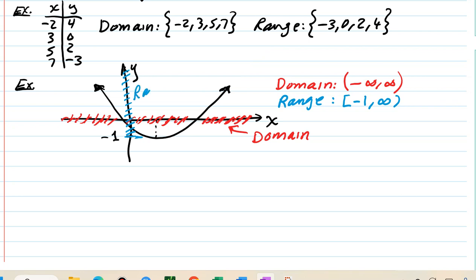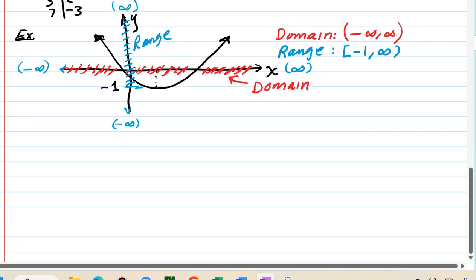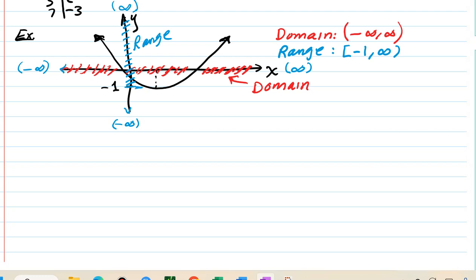So remember, for range, we look at the y-axis. For domain, we look at the x-axis. And if you think in terms of infinities at both ends of both number lines here, the x and the y-axes, that will help you look at the interval notation that I have here, and why the infinities appear the way they do. All right, so there you have it. That would be determining the domain and range from the graph.